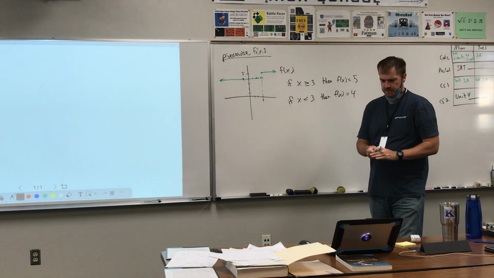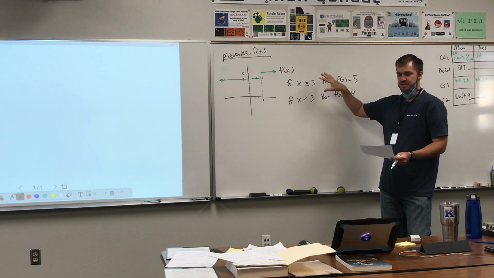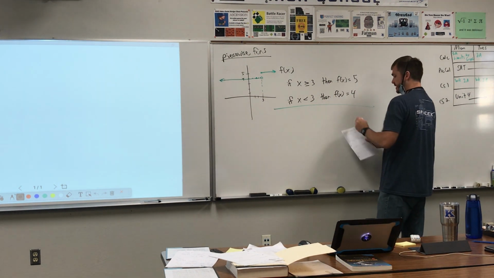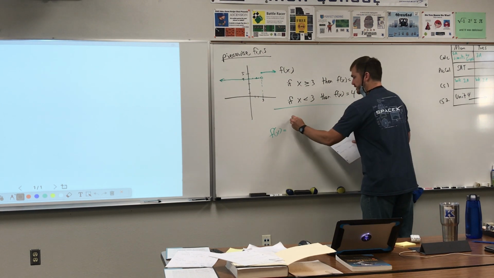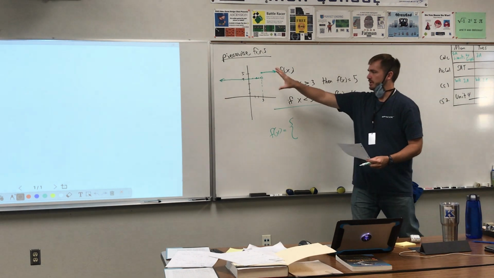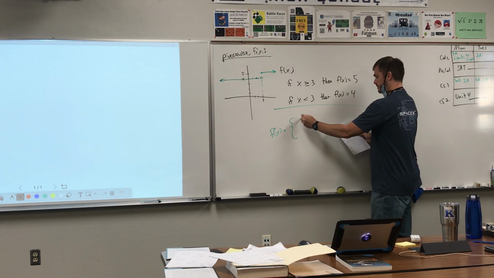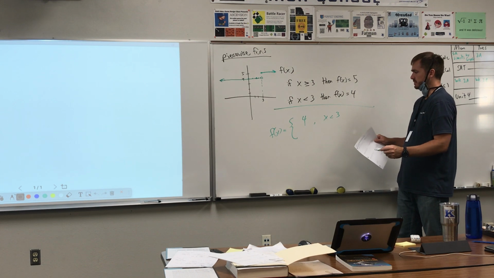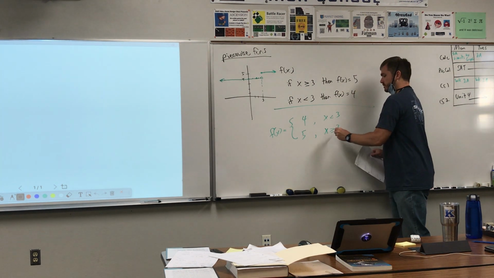Now, for whatever reason, mathematicians do not write piecewise functions in this manner. They just reverse everything. Okay? So if you were to see the way that this is actually written, this is how they write it. F of x equals, and then they have a little bracket here, and then they'll go in order from the left situation to the right situation, okay? So they'll say it equals 4, comma, when x is less than 3. And they'll say it equals 5 when x is greater than or equal to 3.